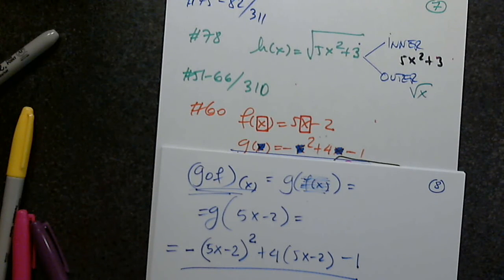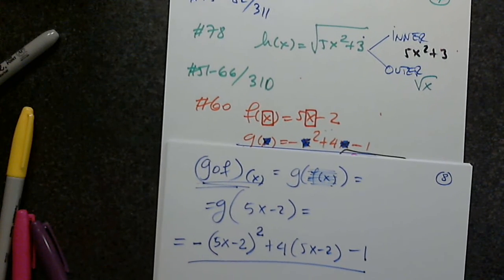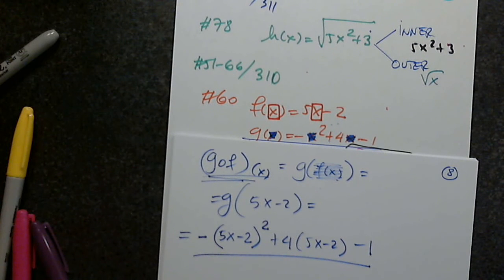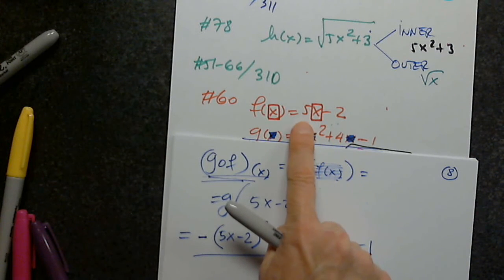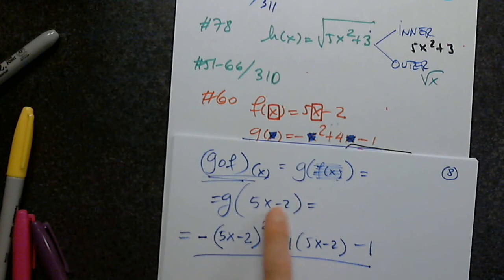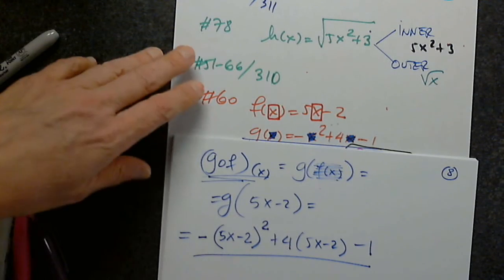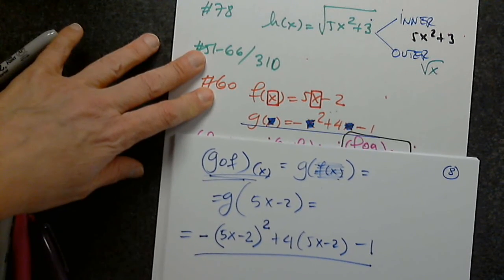Is this clear? I have just one quick question. Please. Why is it 5x minus 2, that is, g of f of x equals g? Can you explain why it's 5x minus 2? f of x, I replace f of x by 5x minus 2. Better?